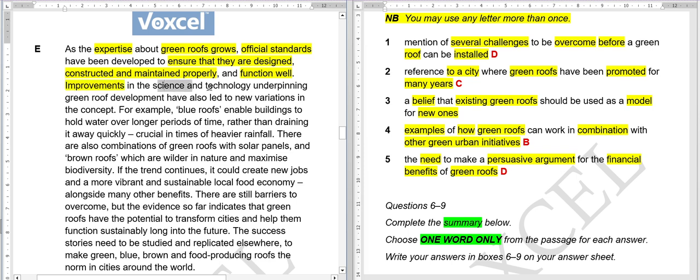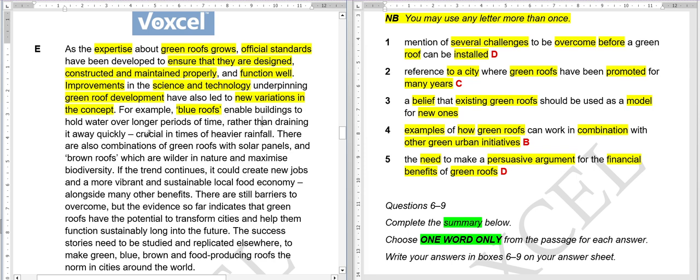Improvements in the science and technology underpinning green roof development have also led to new variations in the concept. So we have made some improvements in science and technology in this department, and because of that there are new variations in this concept. For example, blue roofs. Now from green roofs we have developed blue roofs, enabling buildings to hold water over longer periods of time rather than draining it away quickly, crucial in times of heavier rainfall.